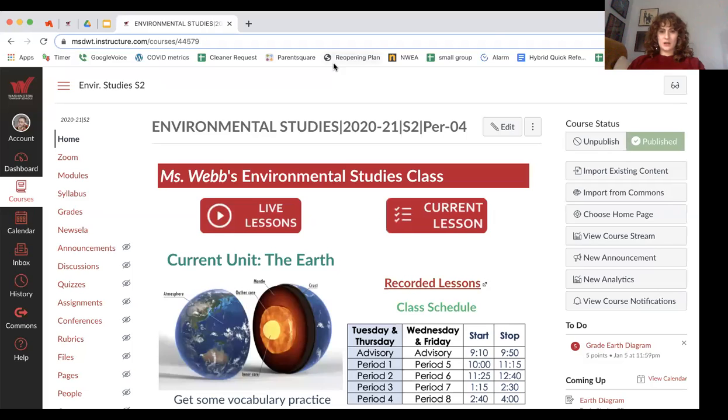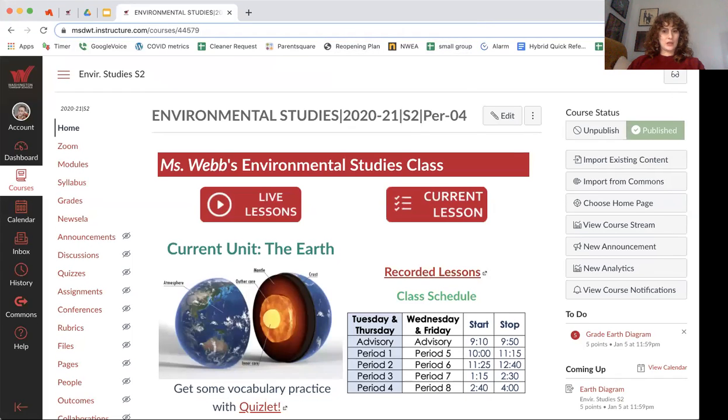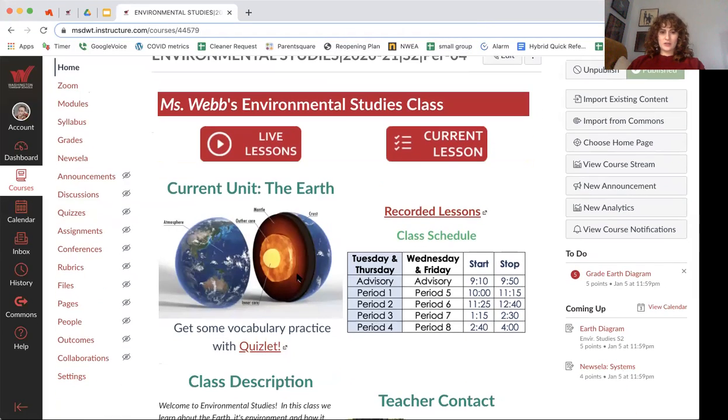So, starting with my Canvas homepage, a quick little tour. You can get to the module like this, or you can go to modules. It should be the module at the top. Every single day we have a new module, and they are going to be numbered from 1 all the way to 45. I'm going to keep the current unit that we're working on posted on this homepage.